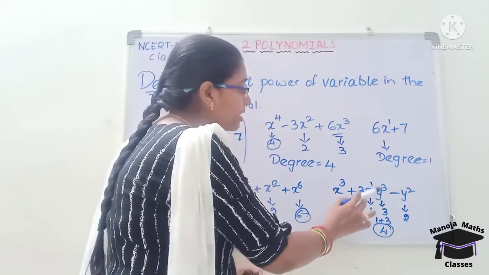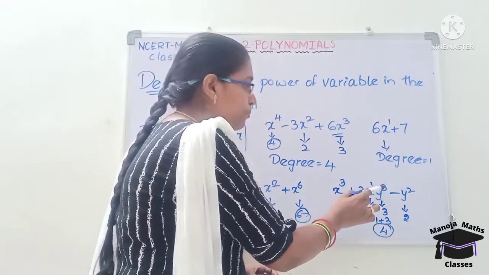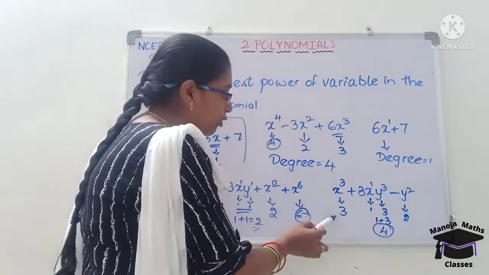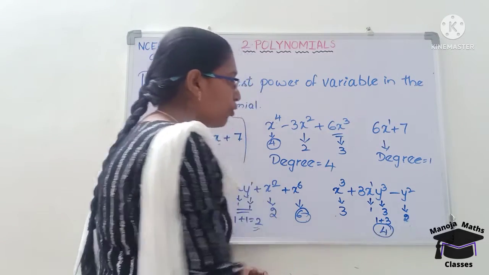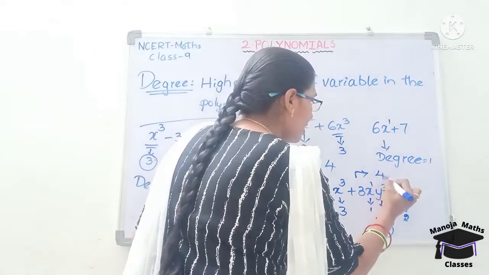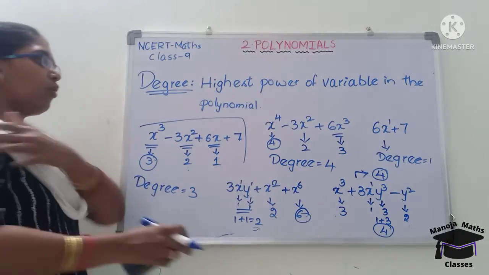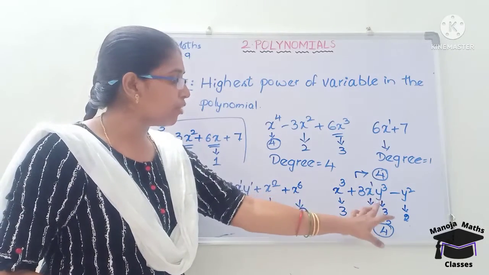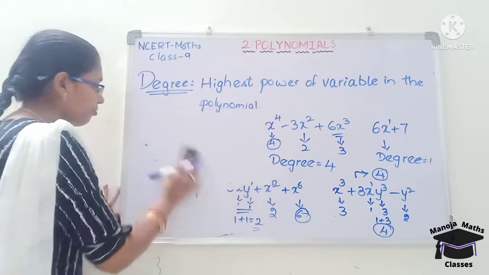Here you have 3xy cube. For x, the exponent is 1. For y, the exponent is 3. Total 1 plus 3 is 4. So here 3 is there in x cube, and here you have 4, and here you have 2. So the degree of this polynomial will be 4. So if there are two variables in the same term, add the exponents. Let's see another example.